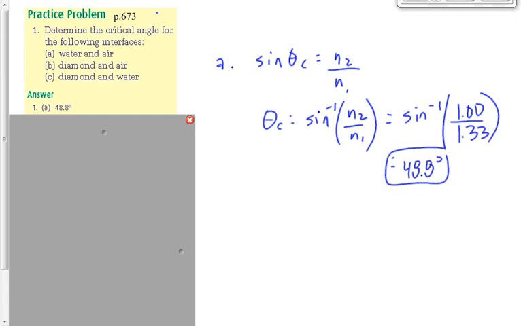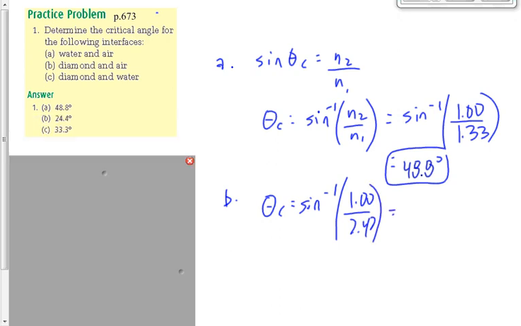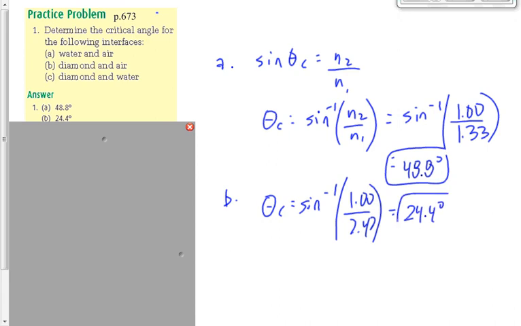Now let's take a look at the interface between diamond and air. We use the same equation. Theta c is equal to the inverse sine, this time of 1.00 over 2.42. When I do that angle, I end up getting 24.4 degrees, which is a dramatically lower critical angle. In fact, exactly half of the critical angle between water and air.